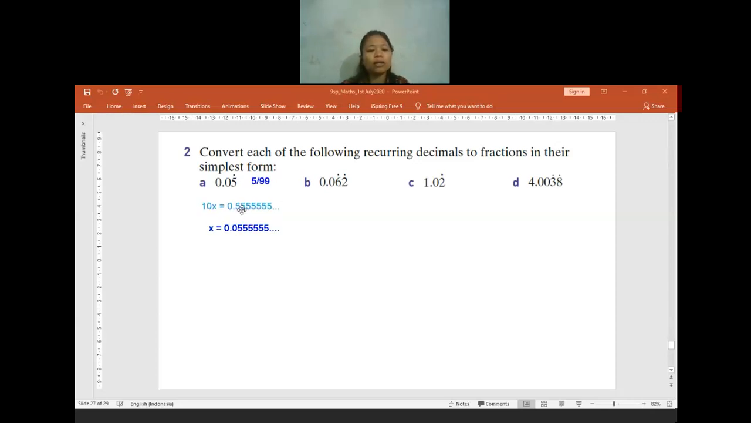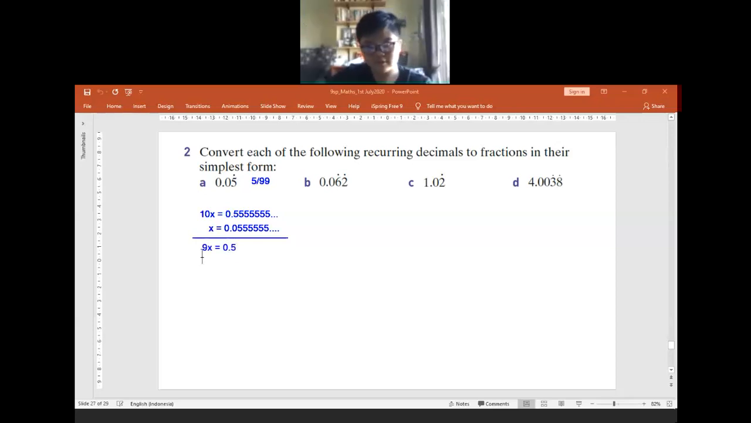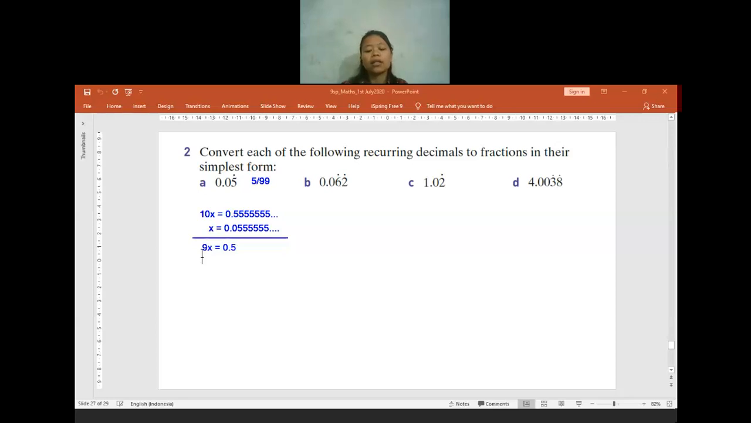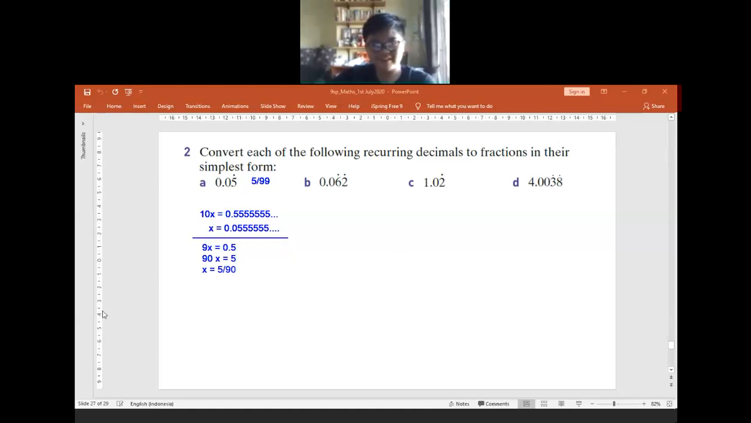It's okay to interrupt me rather than stay quiet. I will not get mad if you interrupt me. Rather than you stay quiet and later get a lot of confusion at home. So when we do subtraction, 10x minus x equals 0.5. 9x is equal to 0.5. I told you having a decimal in a fraction is not nice, so we can multiply everything by 10. So it will be 90x equal to 5, right? So x will be equal to 5 by 90. Is there anyone who disagrees or is confused?